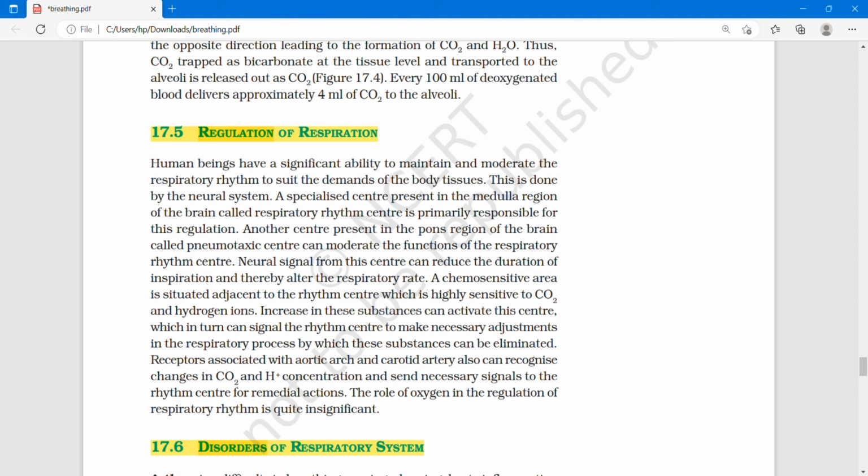A chemosensitive area is situated adjacent to the rhythm center, which is highly sensitive to CO2 and hydrogen ions. Increase in these substances can activate this center, which in turn can signal the rhythm center to make necessary adjustments in the respiratory process by which these substances can be eliminated. Receptors associated with aortic arch and carotid artery also can recognize changes in CO2 and H plus concentration and send necessary signal to the rhythm center for remedial action. The role of oxygen in the regulation of respiratory rhythm is quite insignificant.